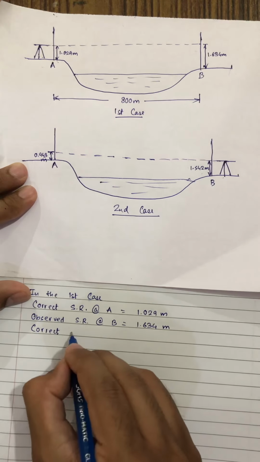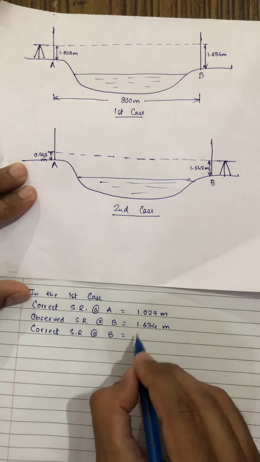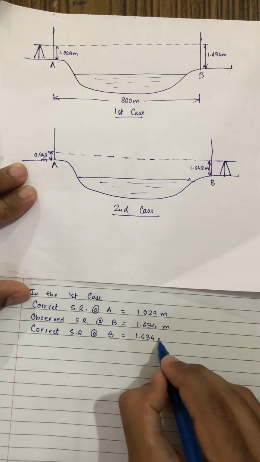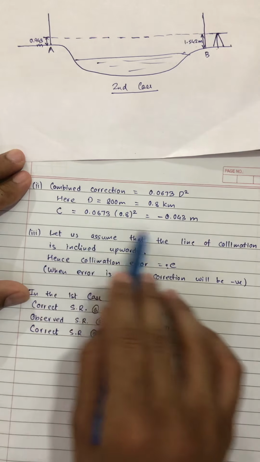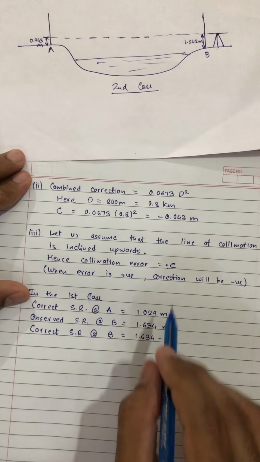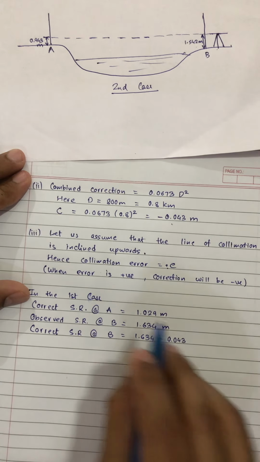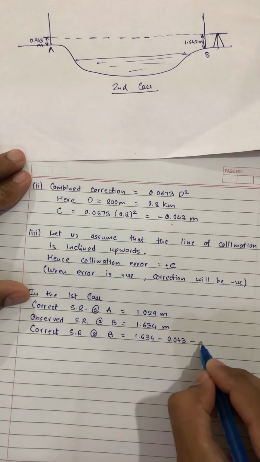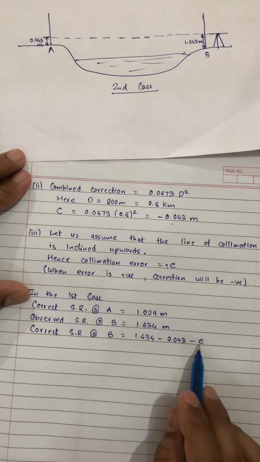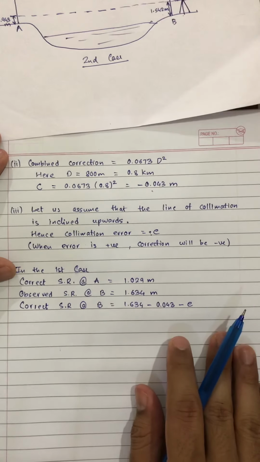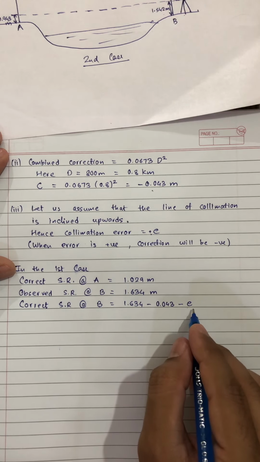So what will be the correct staff reading at B? It will be equal to 1.634 minus the errors. Here the errors are given as these values, the corrections that have to be applied. The combined correction is given as 0.043, and the collimation error is given as E. As the collimation error is plus E, the correction will be minus E. Keep this in mind. So this is the correct staff reading at B.